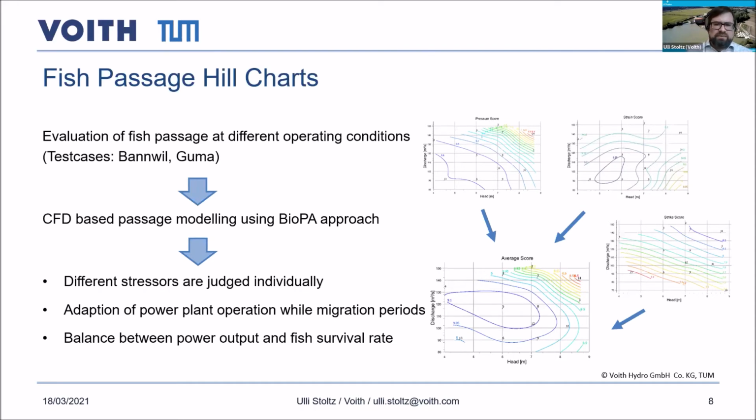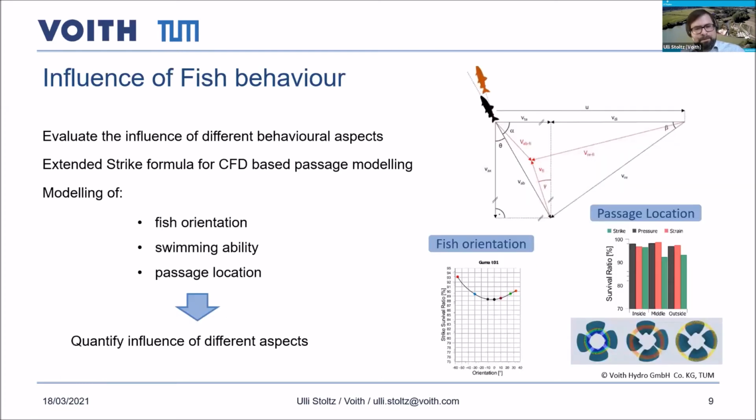So then this can be combined into one hill chart, giving an operational scheme which is preferable for fish, versus what is normally done for the economic way, having an efficiency hill chart. And this then can be put into relation and decided how to operate the machine, for example, in migration periods.